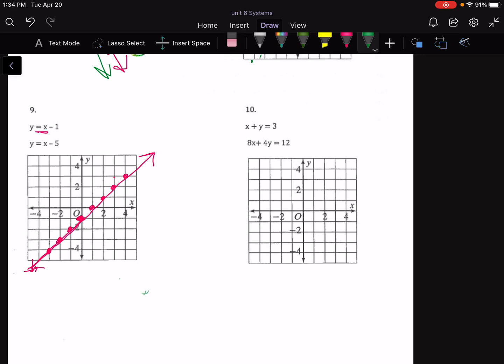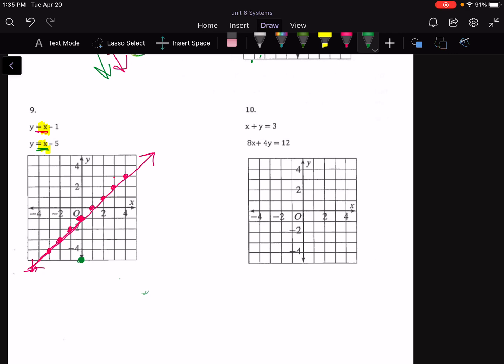Okay, my second equation starts down here at -5. But notice my slope is the same as it was in the first equation. The coefficient of x in both of those is a 1. So we know that if they have the same slope but different y-intercepts, there are going to be no solutions.